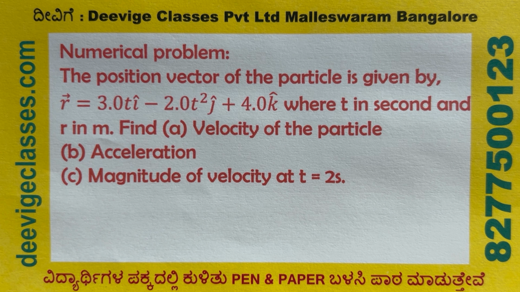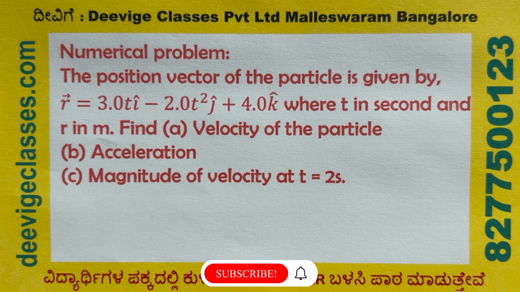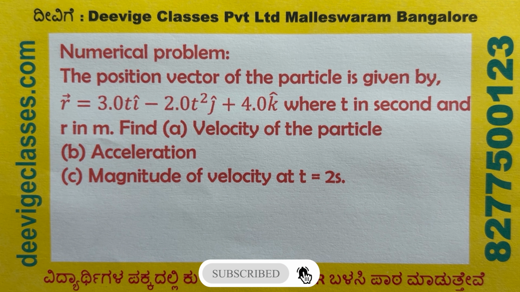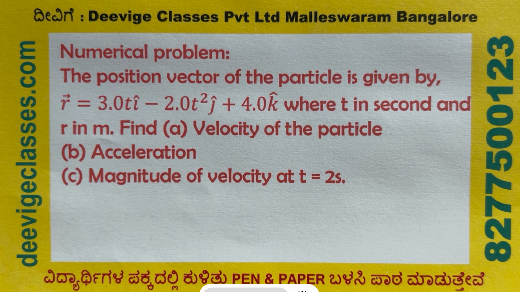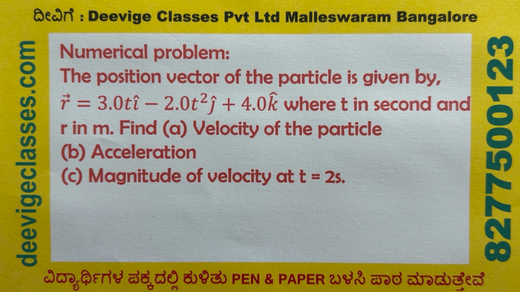The position vector of the particle is given by r vector is equal to 3.0 t i cap minus 2.0 t square into j cap plus 4.0 k cap, where t is in seconds and r is in meters. Then what we need to find? Sub question A: find the velocity of the particle. Sub question B is acceleration, and sub question C is the magnitude of velocity at time t equal to 2 seconds.